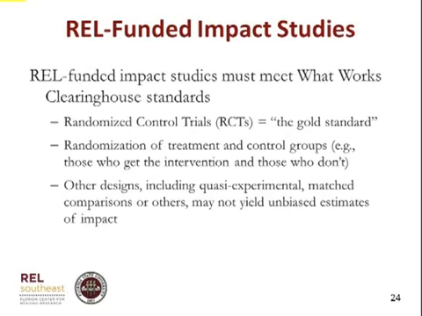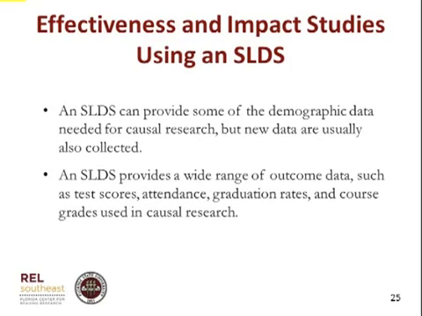Impact designs require the use of random assignment to treatment and control groups. This allows one to be more confident that any differences between groups are not due to chance. Occasionally, an impact study can make use of SLDS data, especially student, school, and staff demographics. Other SLDS data that are often used are student assessment scores and course grades. More commonly, however, an impact study requires the collection of new data.